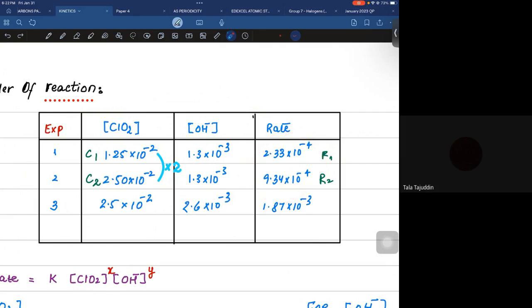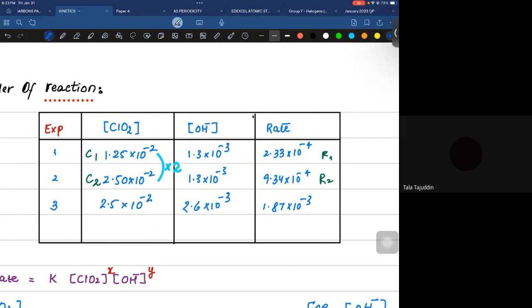Exactly, 4. 9.34 over 2.33. The power is the same, so you are not supposed to include it in the calculation. It's up to you to make it easier. So you would be getting 4. It means that if you double the concentration of reactant, the rate increases by 4. What does it mean? It's a second order reaction.